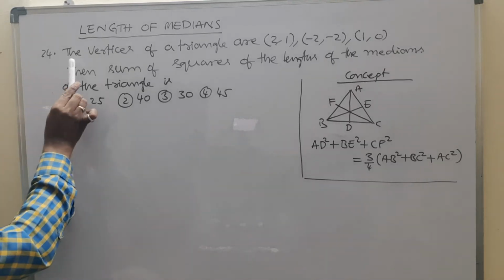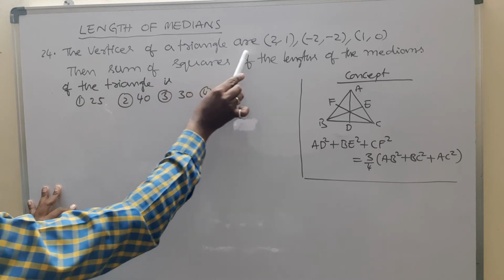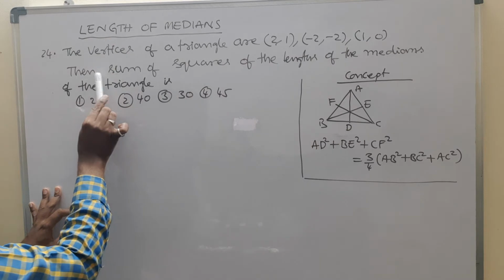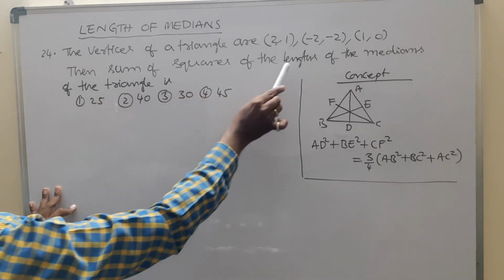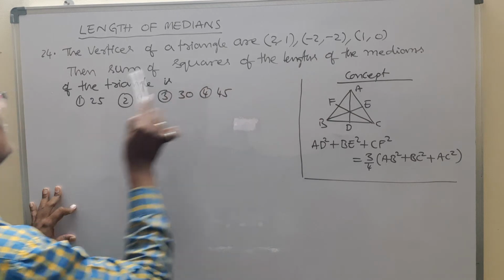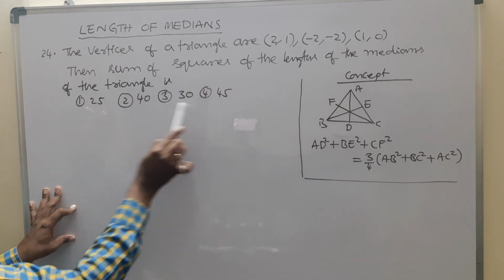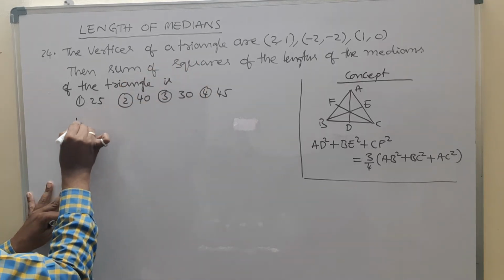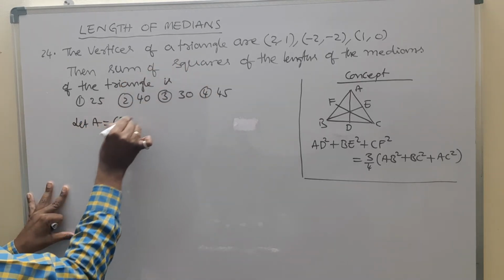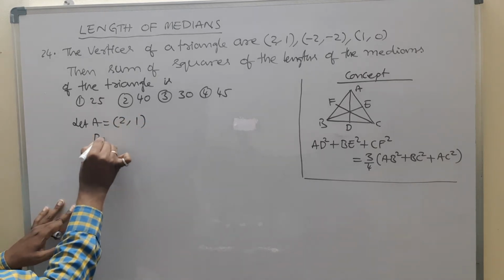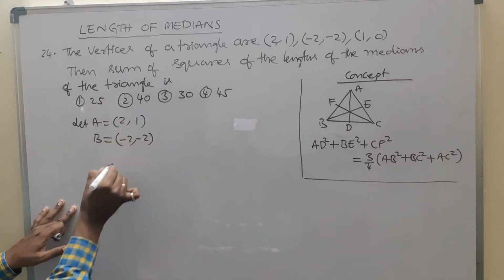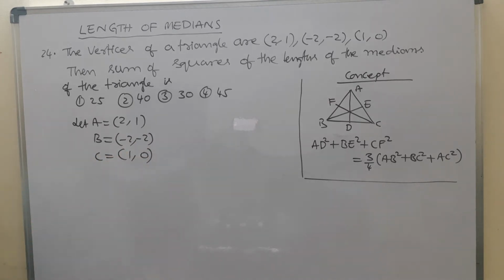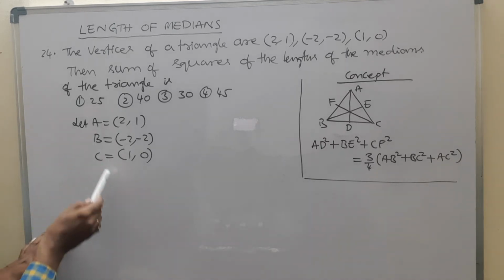Question number 24. The vertices of a triangle are 2, 1; minus 2, minus 2; 1, 0. Then the sum of squares of the lengths of the medians of the triangle is. Here the four options are given. In a triangle, vertices are given. Let A equal to 2, 1, B equal to minus 2, minus 2, and C equal to 1, 0. These are the vertices of the triangle.